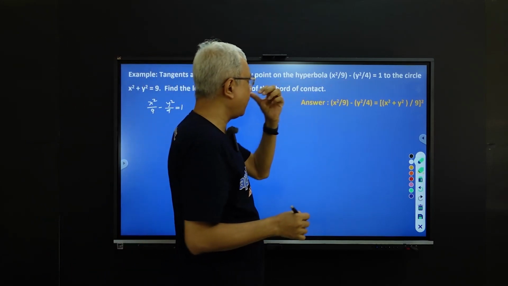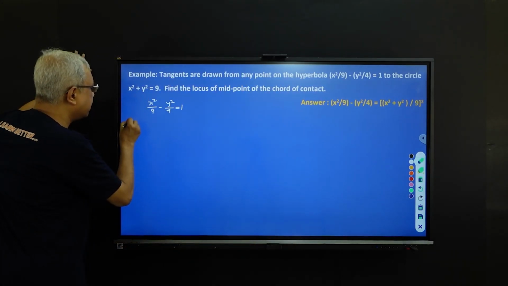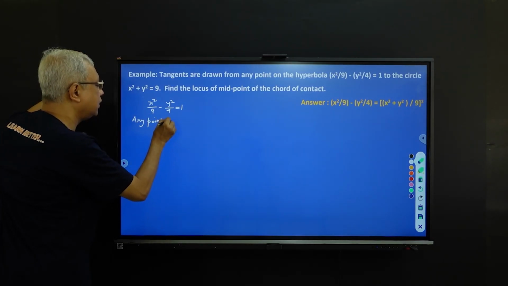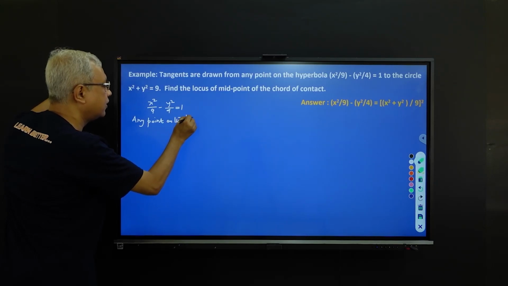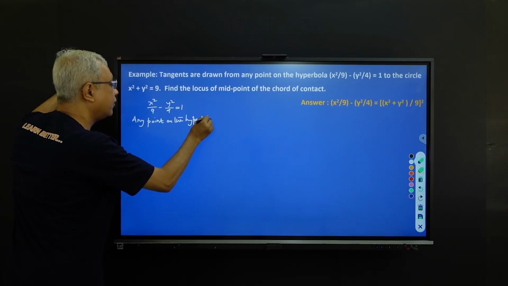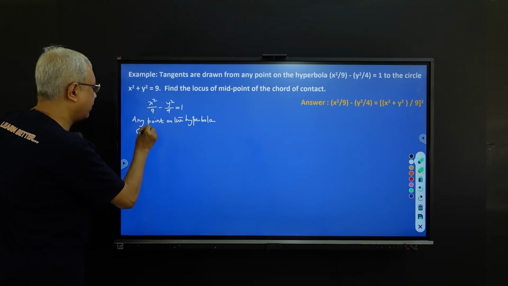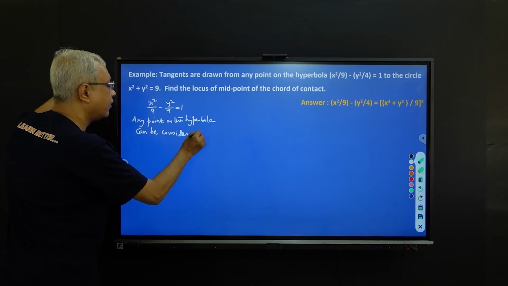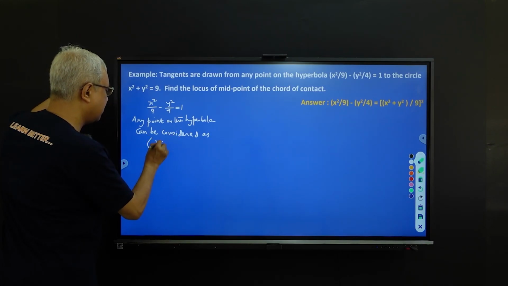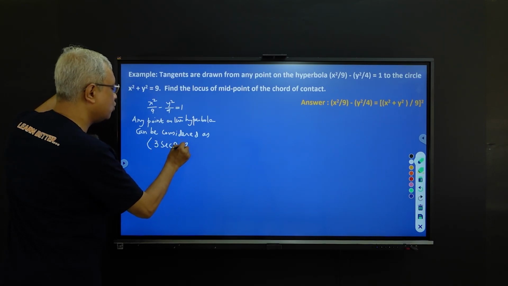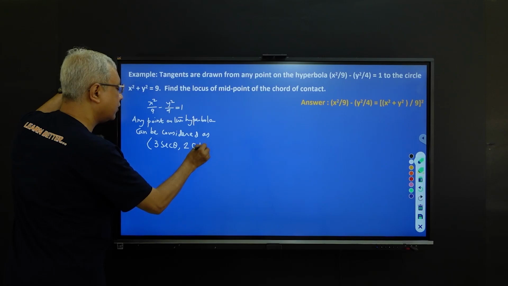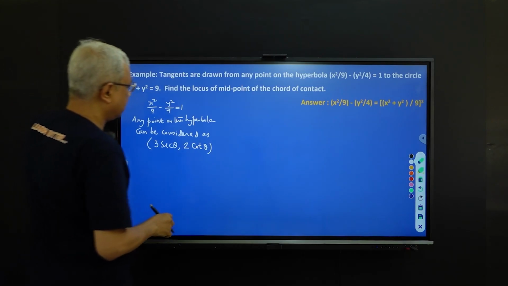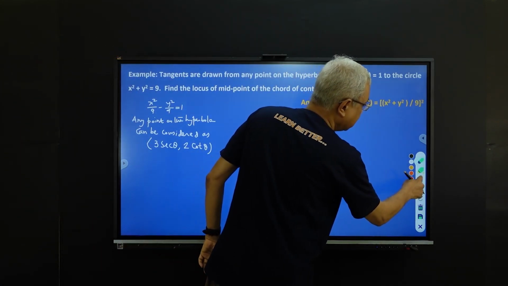So in the parametric form, I can write any point on the hyperbola can be considered as (3 sec theta, 2 tan theta), because sec square theta minus tan square theta, this is sec theta tan theta, sorry.